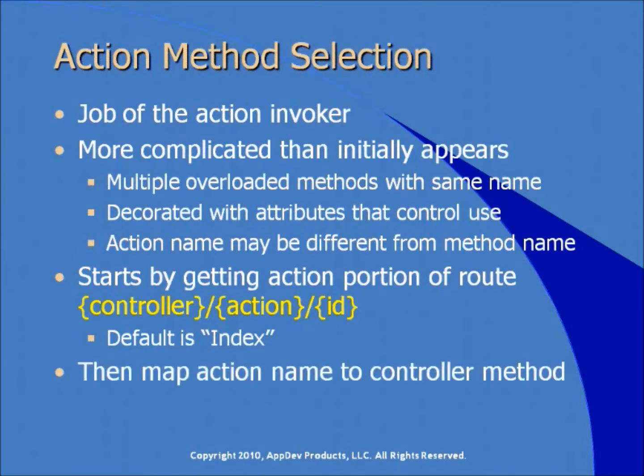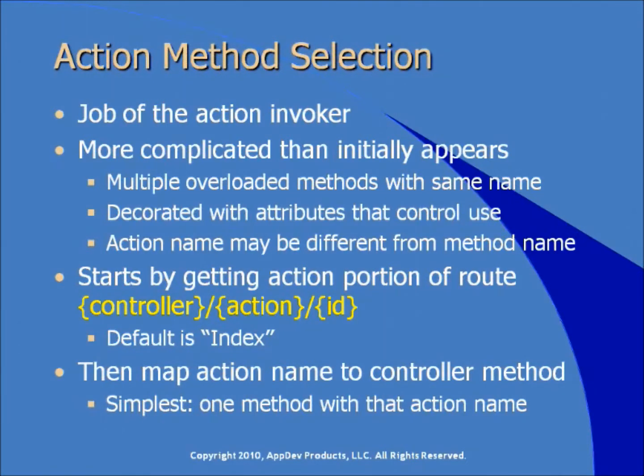And then, once the action invoker has the name of the action, it needs to map that action name to a method of the controller. The simplest case occurs when there is a single method in the controller class with a name that matches the action name. For example, in a brand new MVC application, the index action of the home controller maps to the index method in that controller. There's only one index method within that controller class.